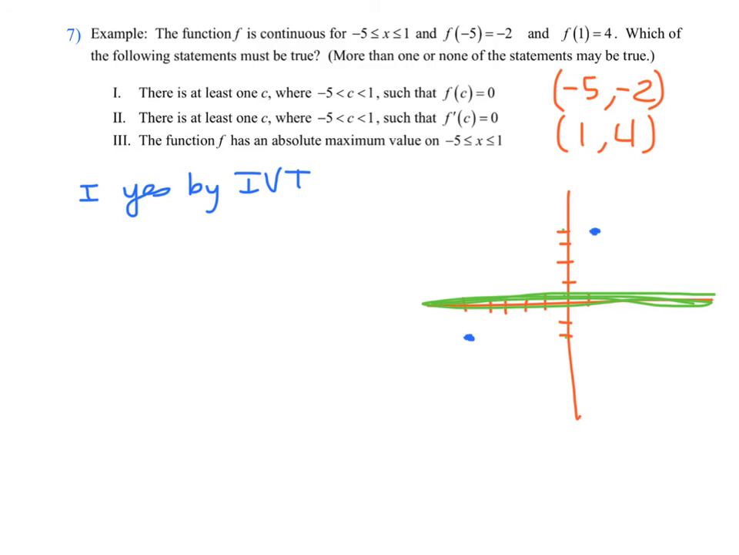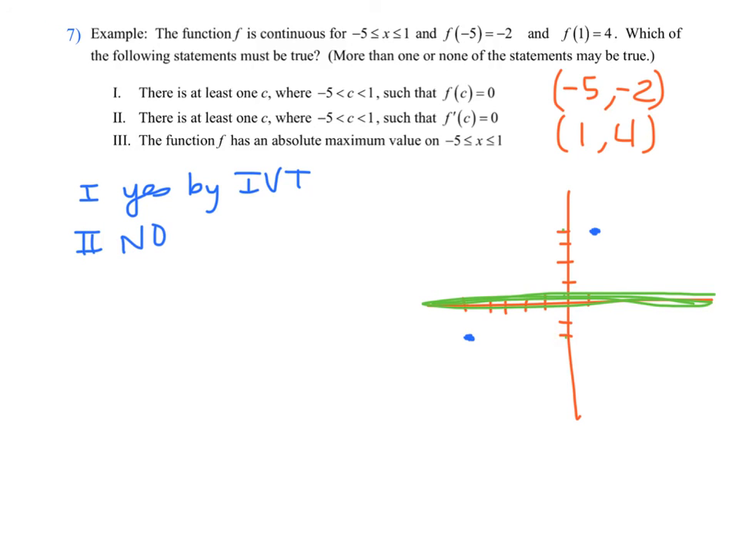There is no guarantee. Remember, I could draw this any which way. So yes, I could draw it so that it came down like this and there was a horizontal tangent. Okay, I could draw it so it came up like this and there was a relative maximum. But I could also draw a straight line. And if I drew a straight line here, then there would absolutely be no horizontal tangent. So I would say that definitely number 2 is a no.